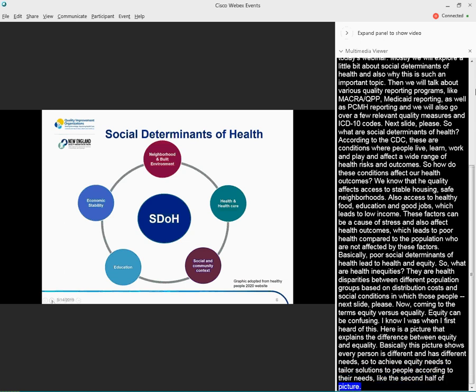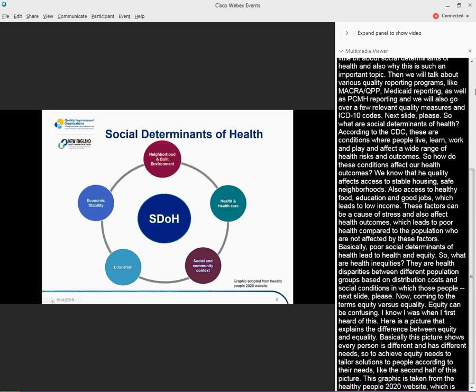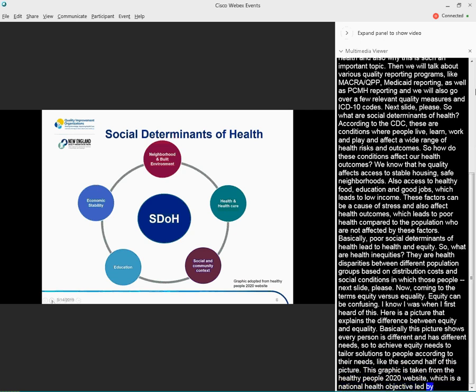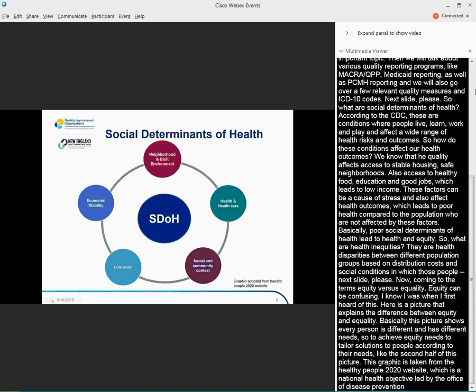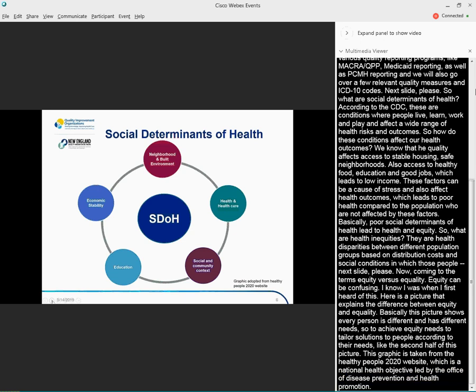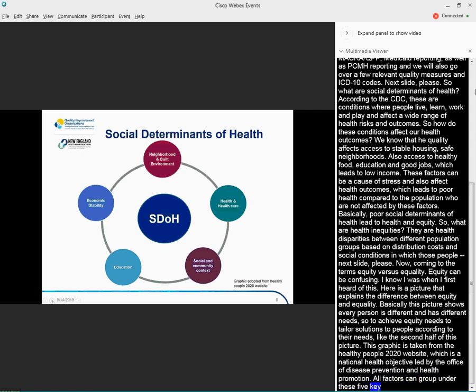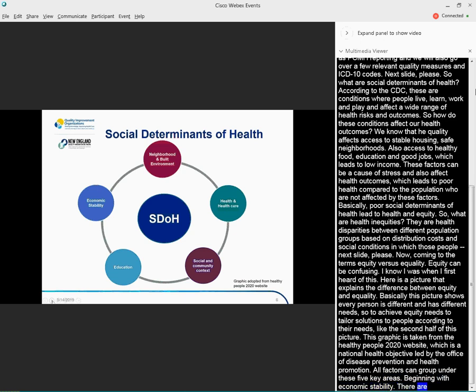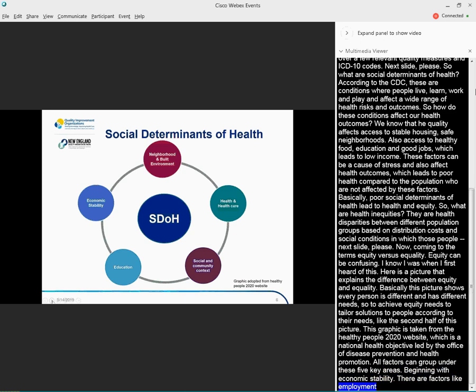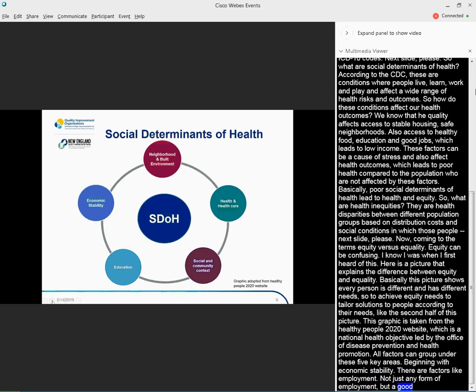The graphic is taken from Healthy People 2020 website, which is a national health improvement objective led by the Office of Disease Prevention and Health Promotion, ODPHP. Almost all underlying social determinants of health factors can be grouped under these 5 key areas. Beginning with economic stability, there are factors like employment, and that is not just any form of employment, but a good job, food insecurity, housing instability, and poverty. All these can be grouped under economic stability.